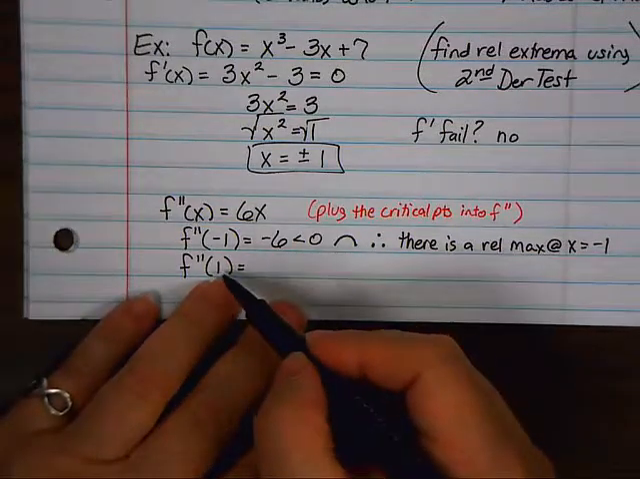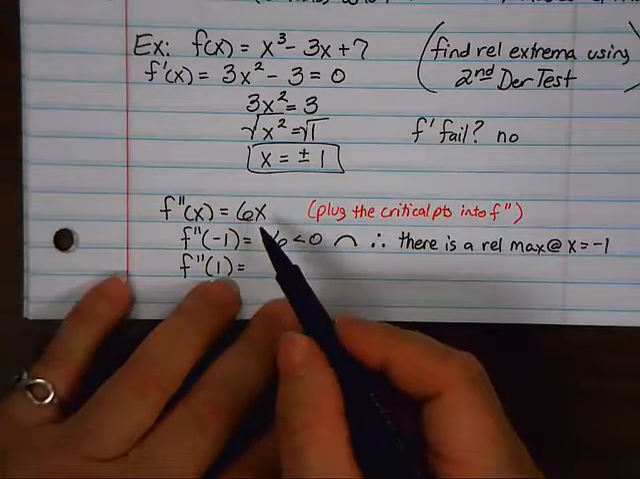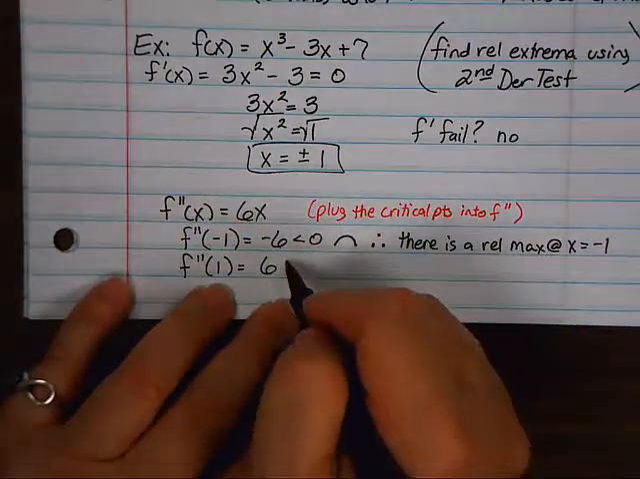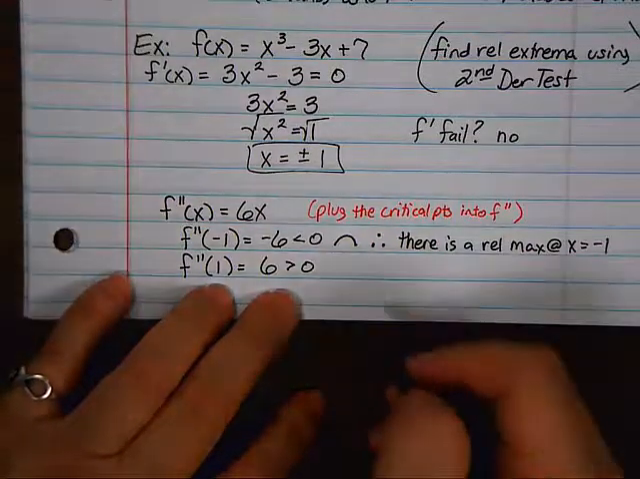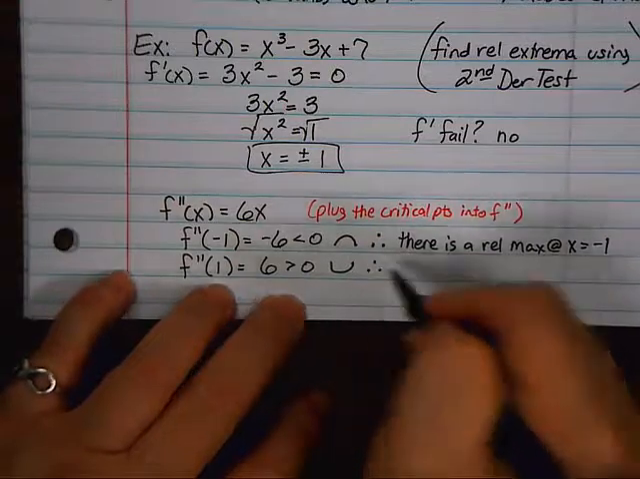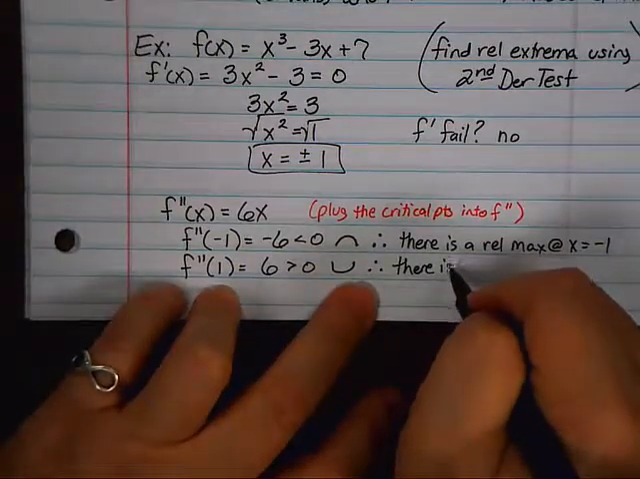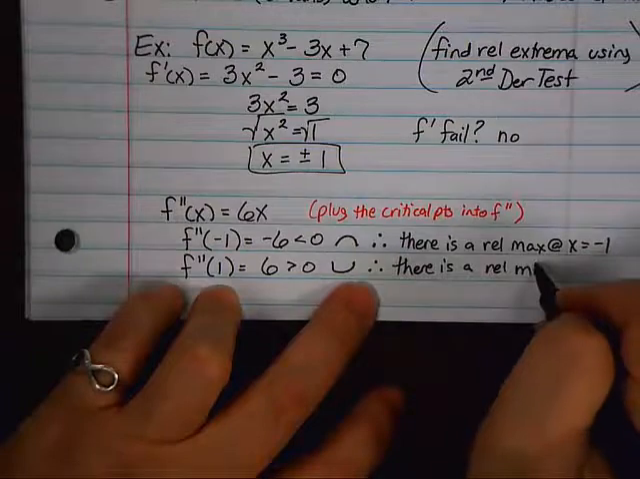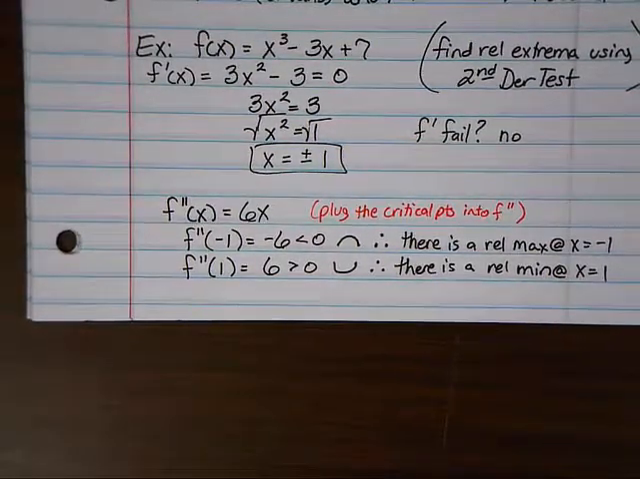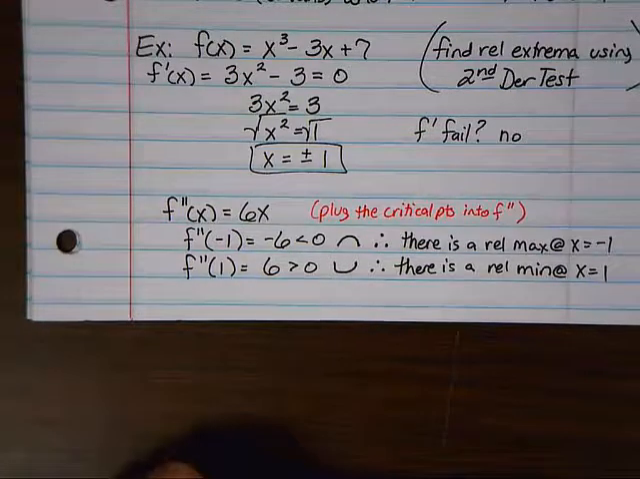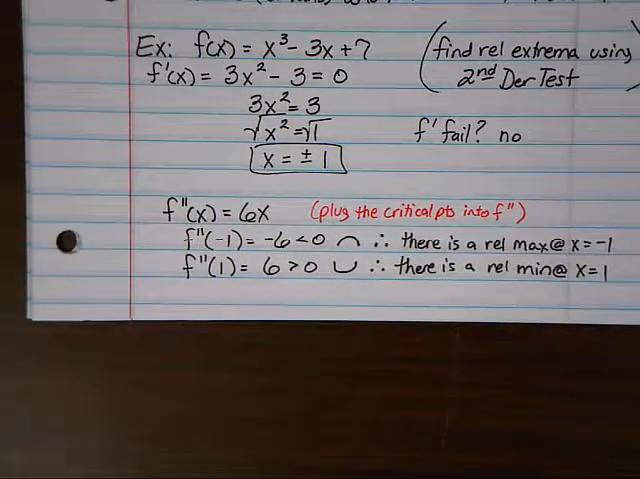All right? Now, do the same thing with 1. When you plug 1 into the second derivative, what do you get? I get 6, which is positive. Which means what kind of concavity? Up. So draw a concave up. Therefore, there is a relative min this time at x equals +1. So say the derivative fails, does that mean there's another critical point? Correct. So if the derivative failed, I would have a third point I'd have to plug into the second derivative. Very good. That's very true.